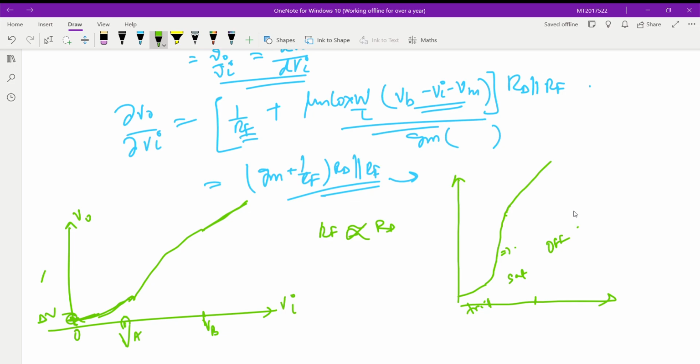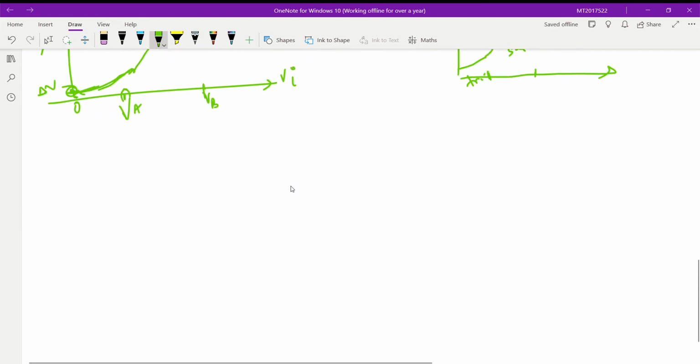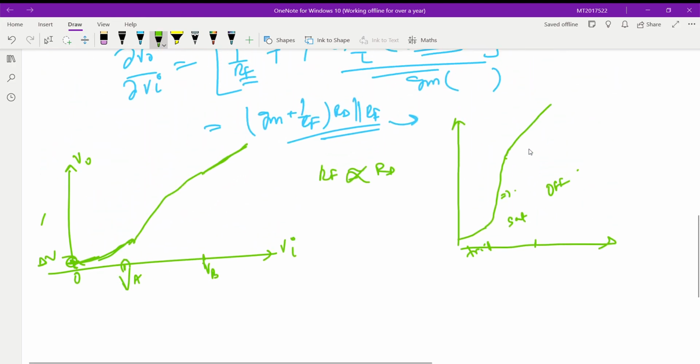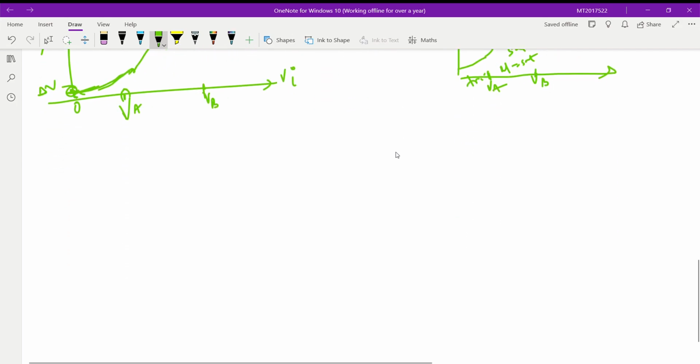So just for the sake of completeness, let us find out the small signal gain also. So when we talk about small signal, we just talk about this portion between VA and VB where M is in saturation. So that's the small signal portion, right? So for the sake of completeness, let us quickly find out the small signal gain.